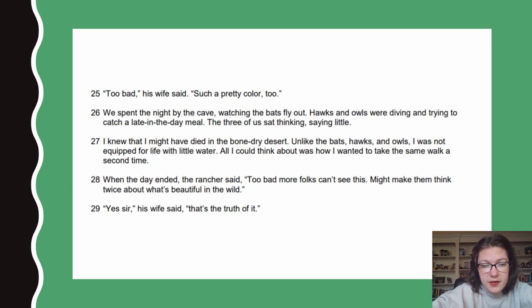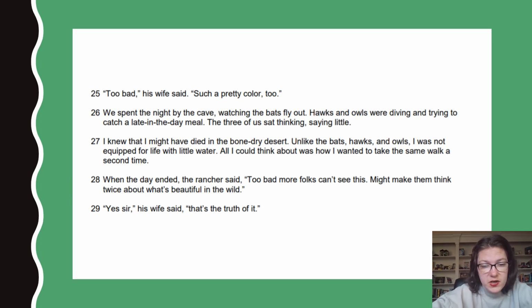We spent the night by the cave, watching the bats fly out. Hawks and owls were diving and trying to catch a late in the day meal. The three of us sat thinking, saying little. I knew I might have died in the bone-dry desert. Unlike the bats, hawks, and owls, I was not equipped for life with little water. All I could think about was how I wanted to take the same walk a second time.